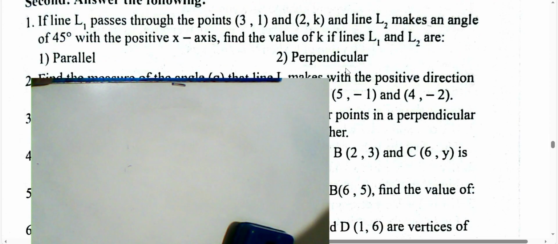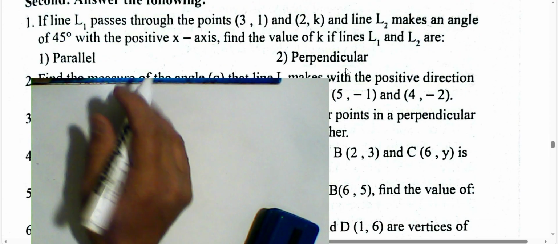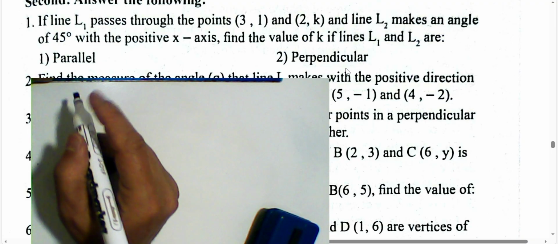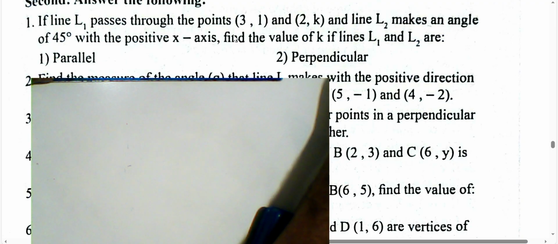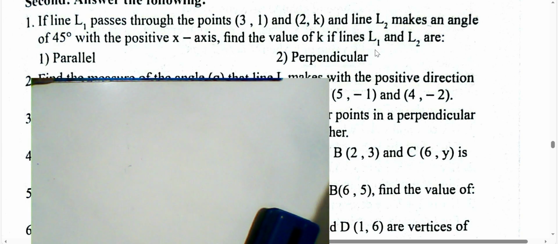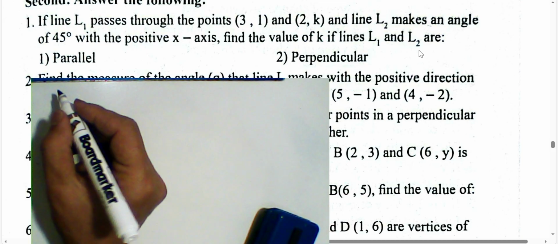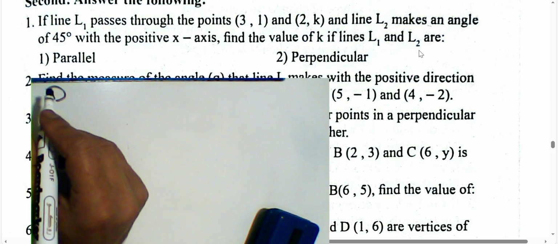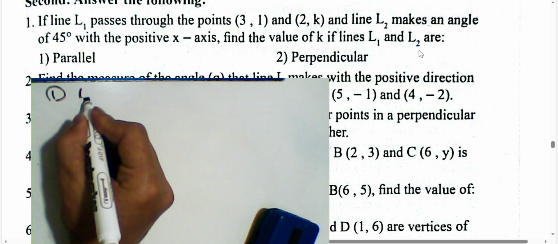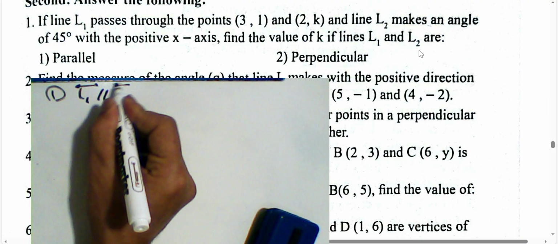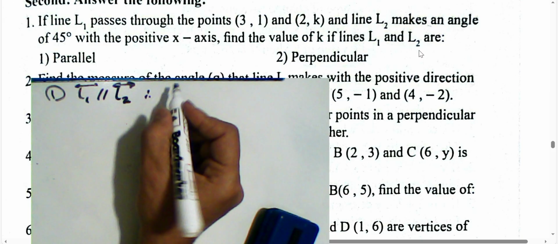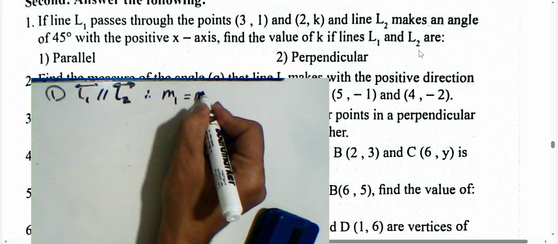Next question. Yes, we have to prove here about these questions. Number 1, here we have L1 through the points, L1 point A, and L2 makes an angle of 45 with the positive x-axis. Find the value of k if lines L1 and L2 are parallel and perpendicular. We have number 1, where L1 is parallel to L2, meaning slope 1 equals slope 2.